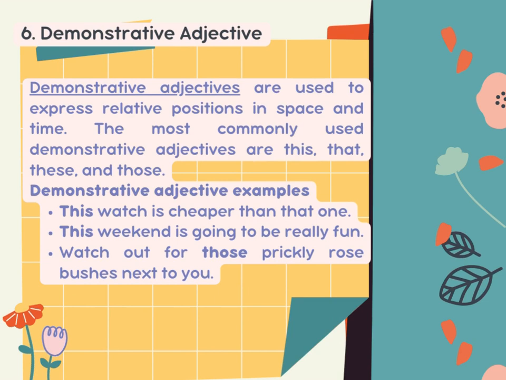Number 6. Demonstrative adjectives. Demonstrative adjectives are used to express relative positions in space and time. The most commonly used demonstrative adjectives are this, that, these, and those. For example, this watch is cheaper than that one. This weekend is going to be really fun. Watch out for those prickly rose bushes next to you.